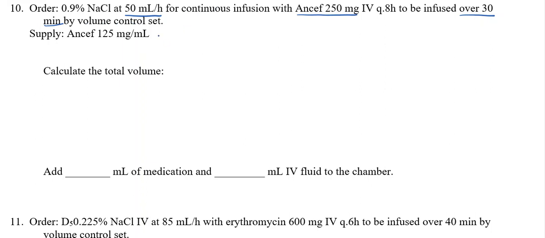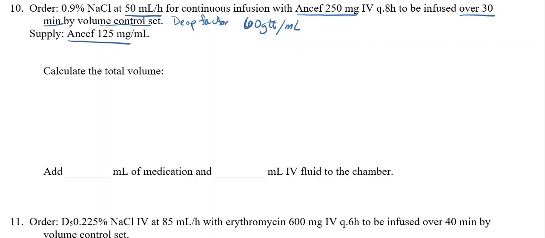Okay, so we're not running an infusion pump. So the first thing I want to do is remind you that with a volume control set, our drop factor is 60 drops per milliliter. Okay, our supply is Ancef at 125 milligrams per milliliter. So the first thing we want to do is calculate the total volume.